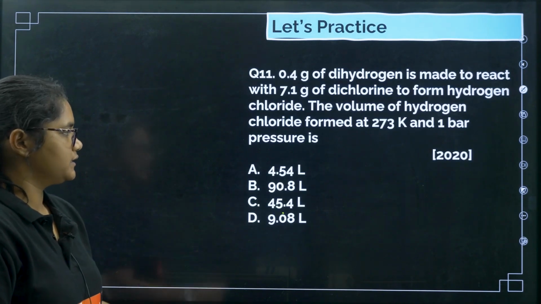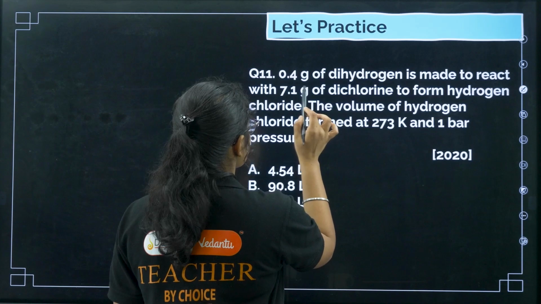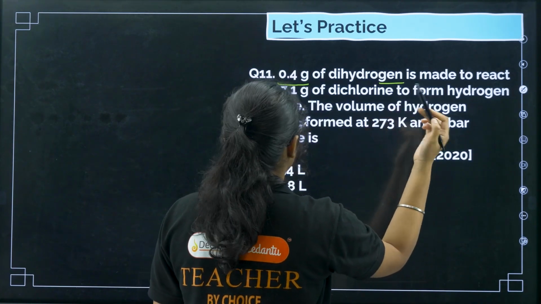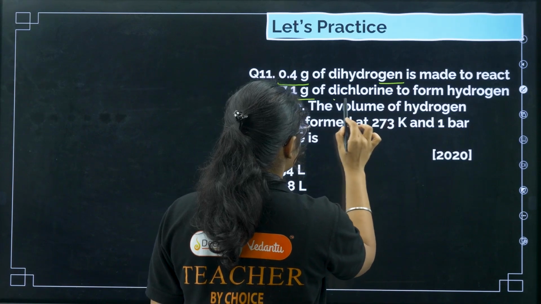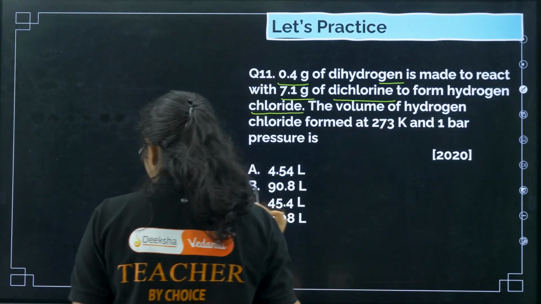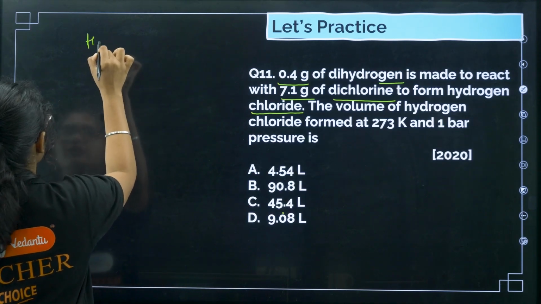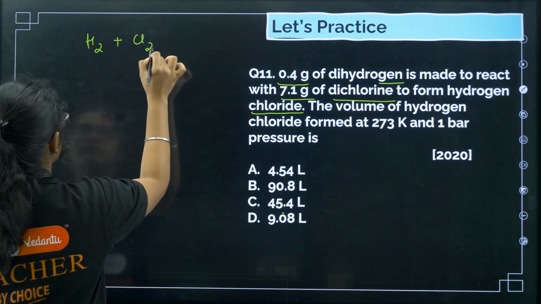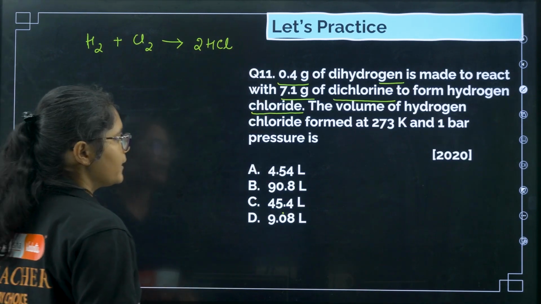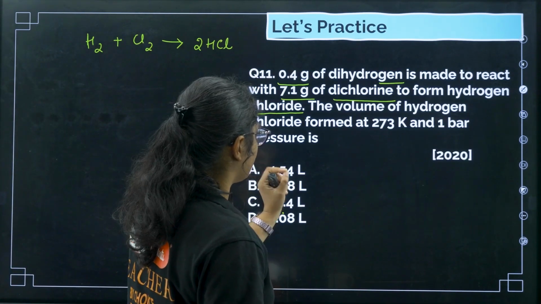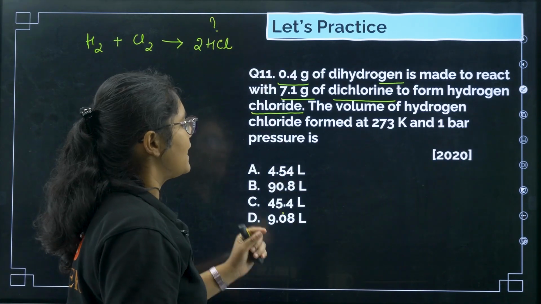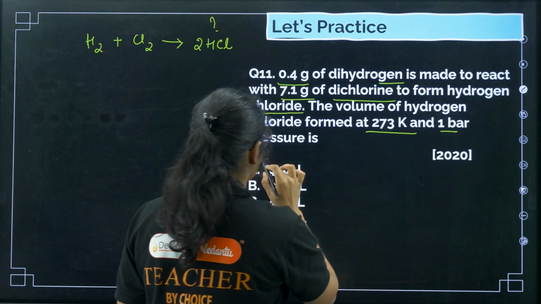Let us see one more question here. 0.4 gram of dihydrogen is made to react with 7.1 gram of dichlorine to form hydrogen chloride. Okay, so reaction is between what? Dihydrogen and dichlorine to form HCl. Okay, the volume of hydrogen chloride formed at 273 Kelvin and 1 bar pressure is.